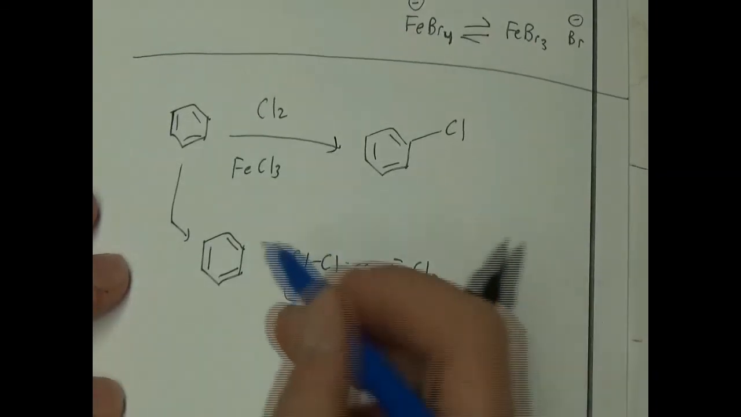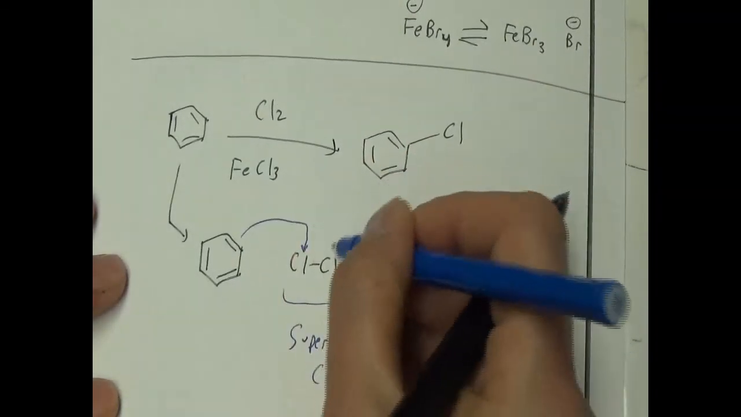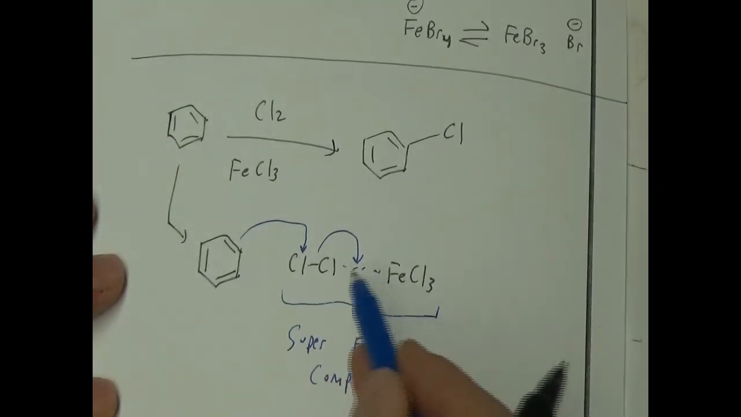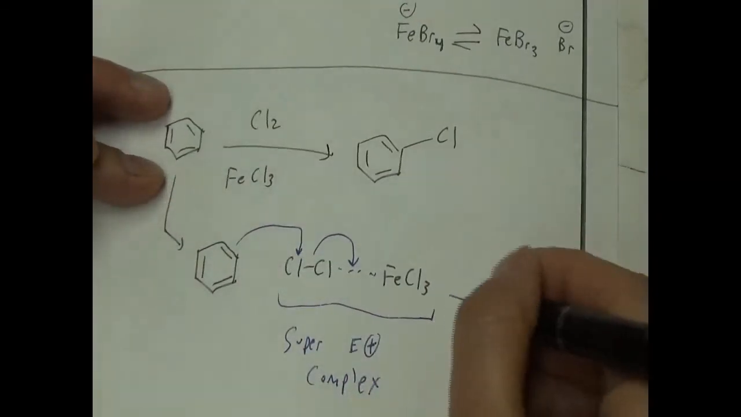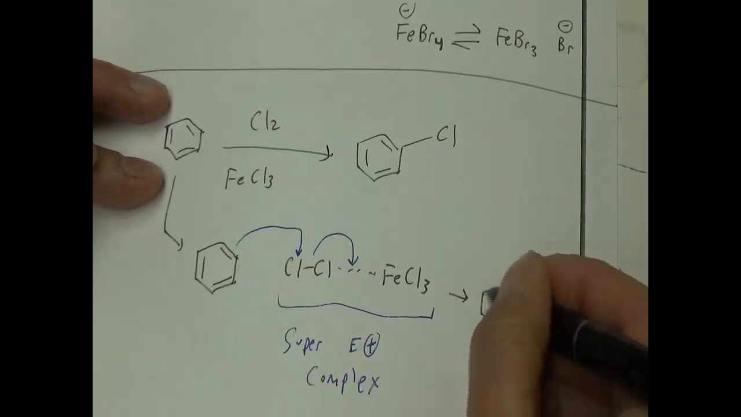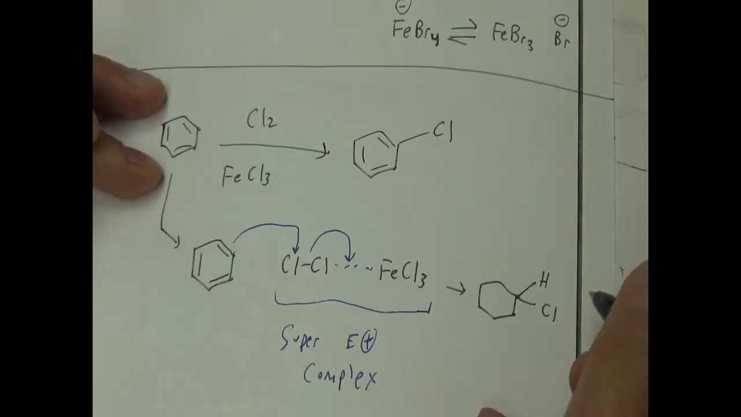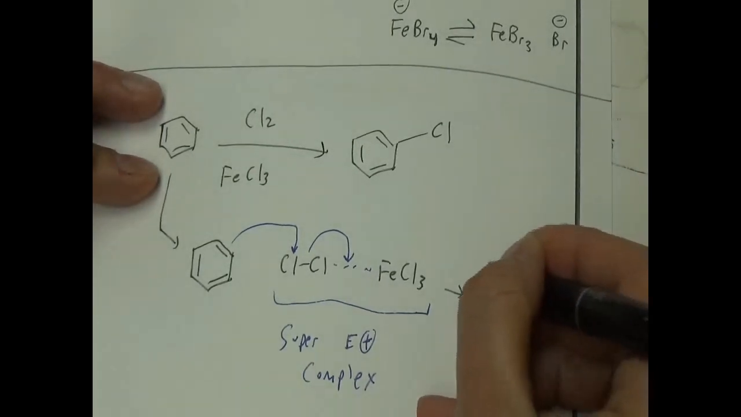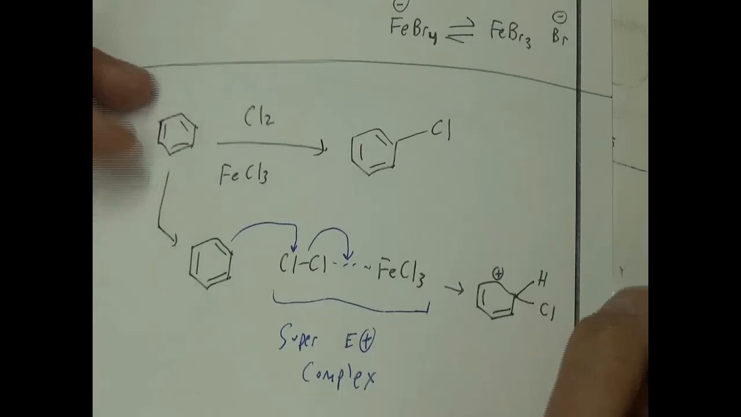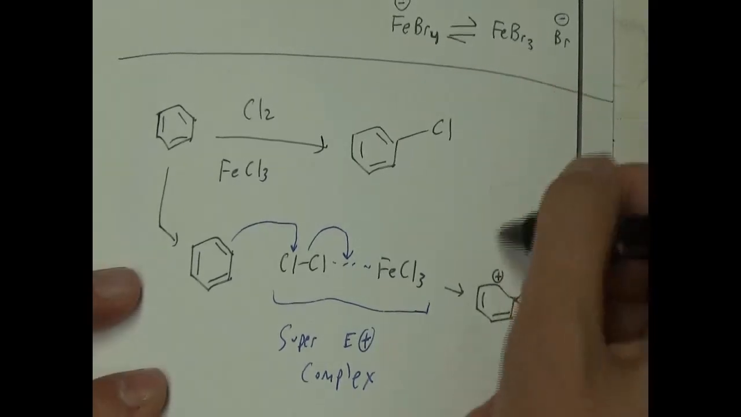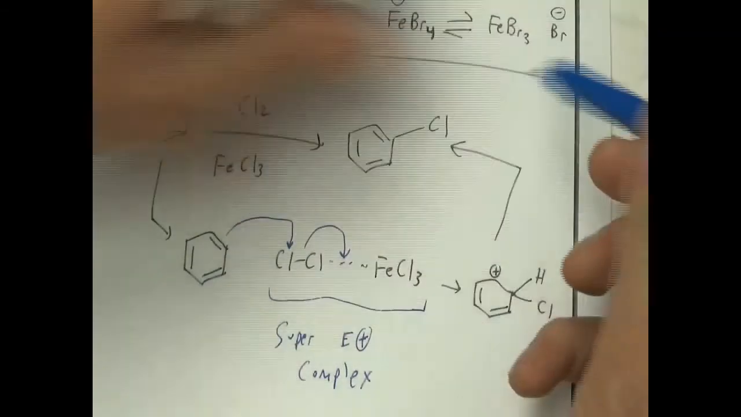All right, and what is the benzene going to do? Attack. Bond jumps. You make FeCl4. And you got H and a Cl. Cool. Right? It is our little non-aromatic thing. Intermediate cation.